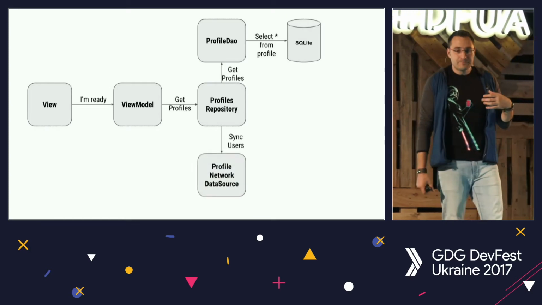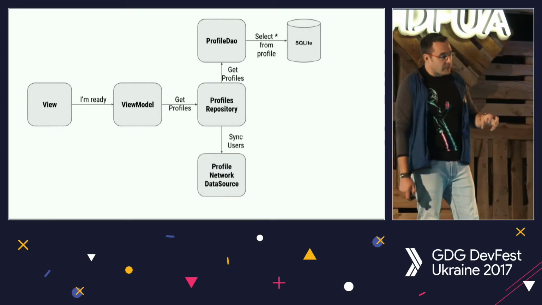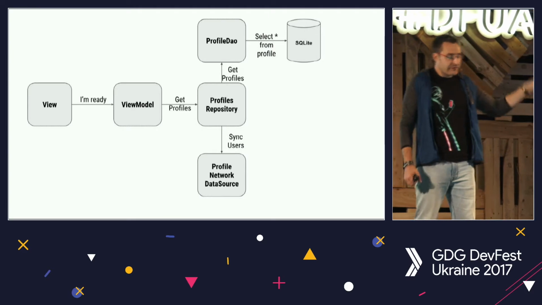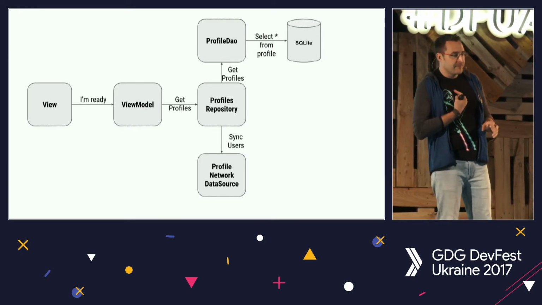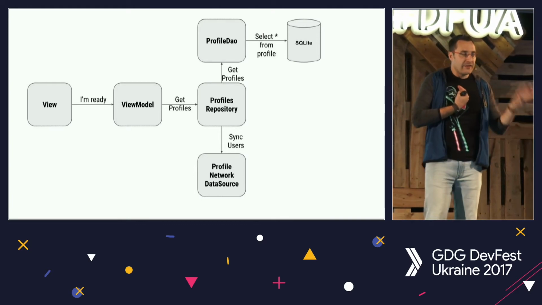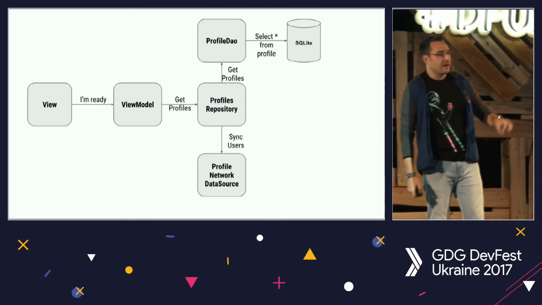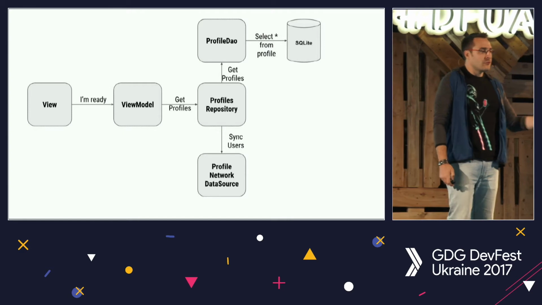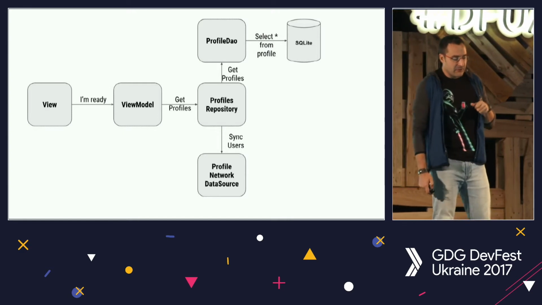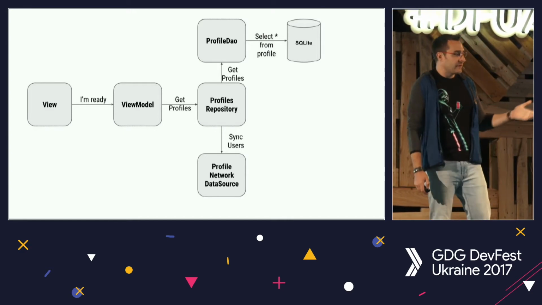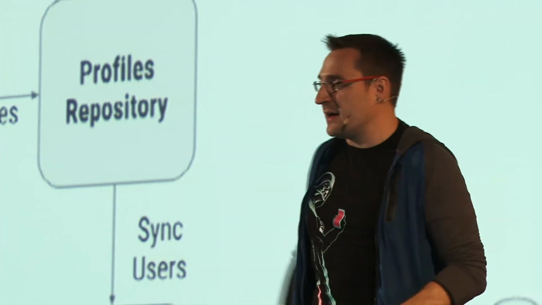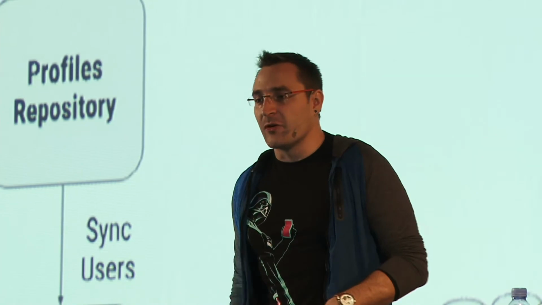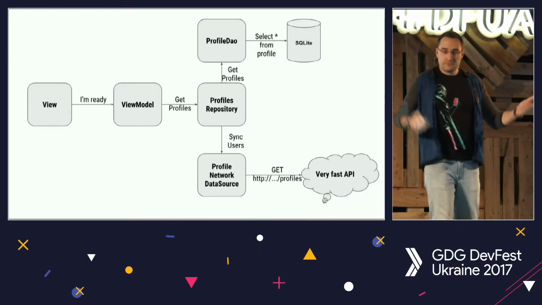At the same time, the repository decides, okay, someone asked for the data. First, I'm going to bring the data that I have in my local storage. And at the same time, I will ask the network to bring the latest updated data, right? So it goes to the profile network data source and asks for the sync. It goes to the API request, brings the profiles, and delivers them back.